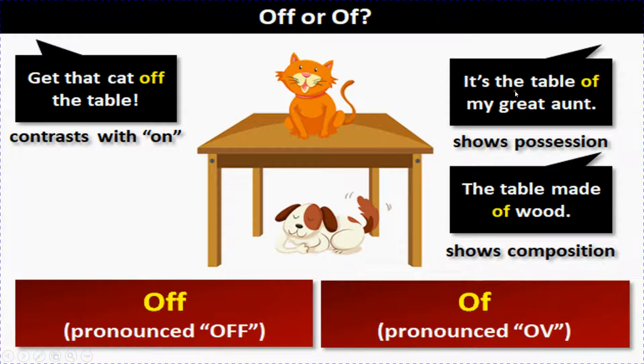And what is the meaning of of? It's the table of my great aunt. It is showing possession, belonging. In the same way, of is also used to show composition, like the table is made of wood, the table is made of plastic. So of is showing composition here, children. So what is the pronunciation of OFF? Off. And the pronunciation of OF? Of.